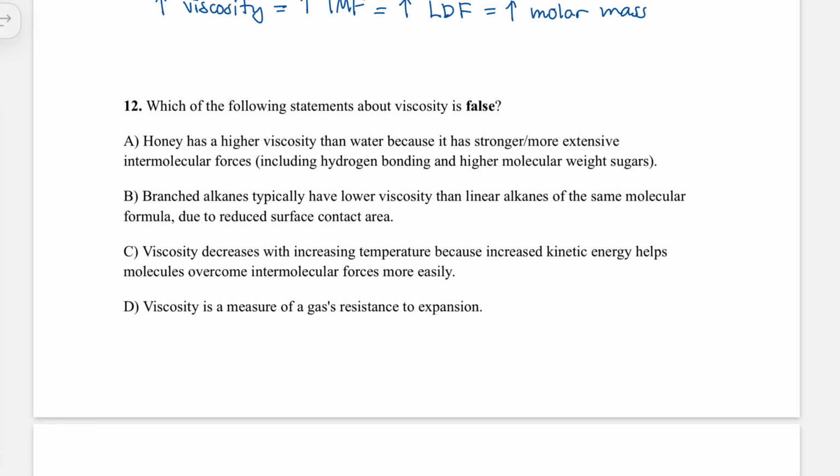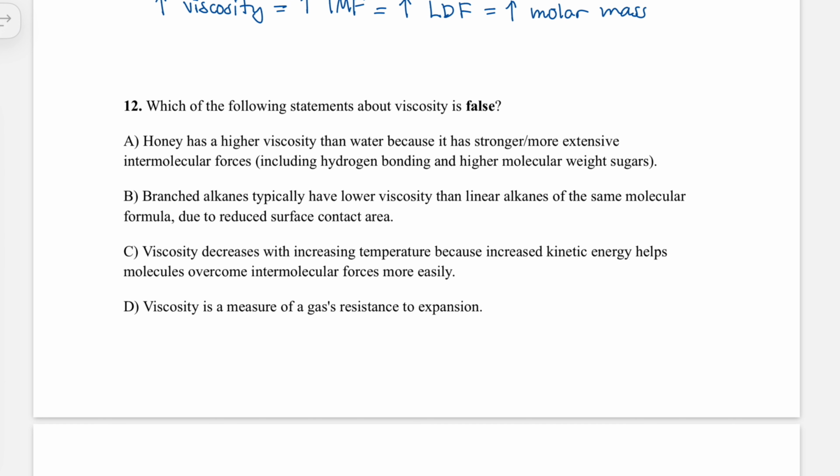Question 12, which of the following statements about viscosity is false? So A, honey has a higher viscosity than water because it has stronger, more extensive intermolecular forces. This is true. Viscosity depends on intermolecular forces, so therefore honey has more than water.